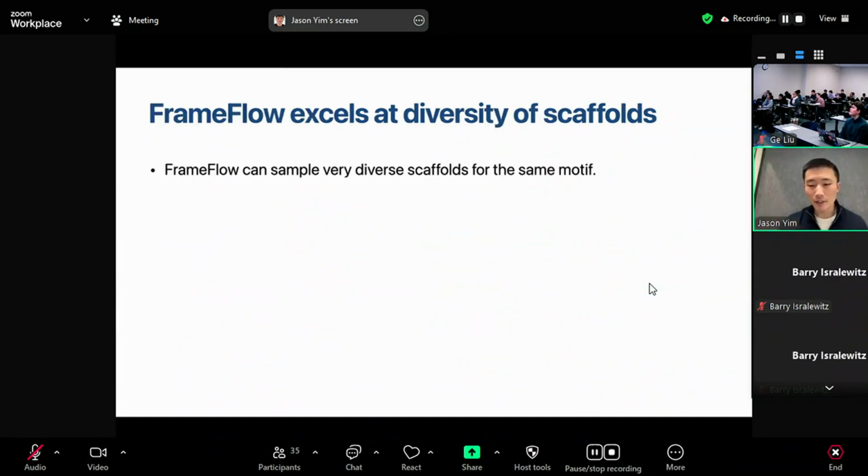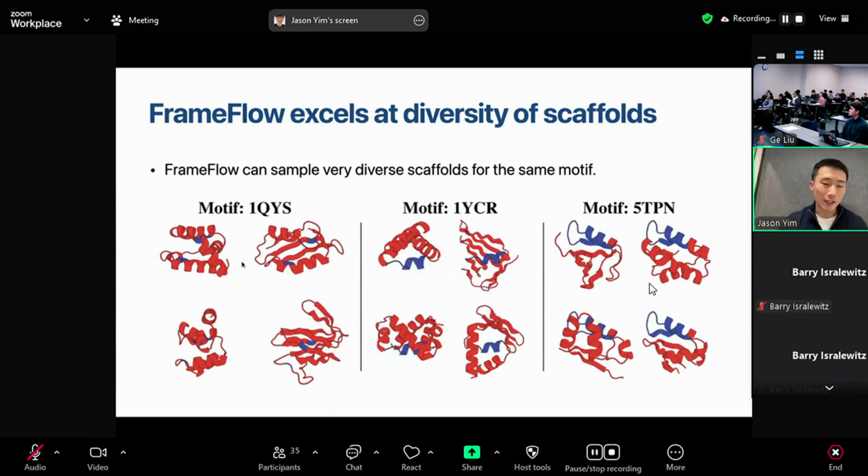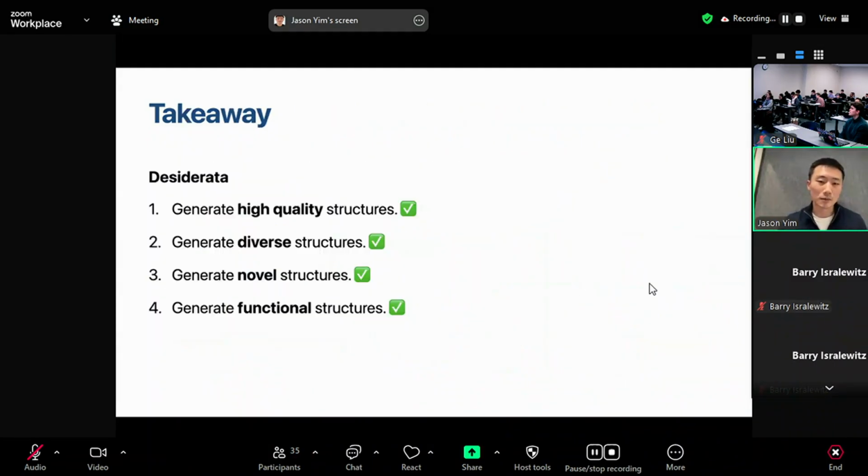Yeah, so with FrameFlow, one of the benefits is that it gets this diversity of scaffolds much more than previously done. Just to highlight it again, I give it the same motif in all of these cases. These are motifs taken from these PDB IDs, and the model is able to generate very different scaffolds. Some of them have a lot of beta sheets, or some have pure alpha helices. And so you get this diversity of scaffolds.